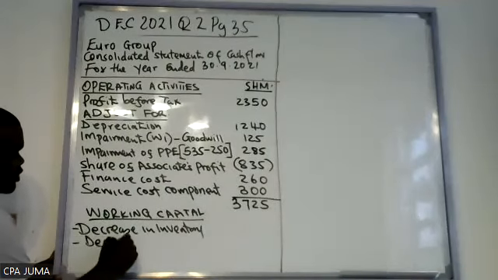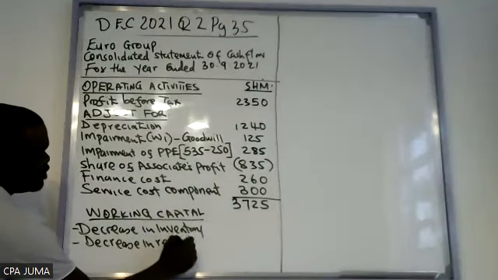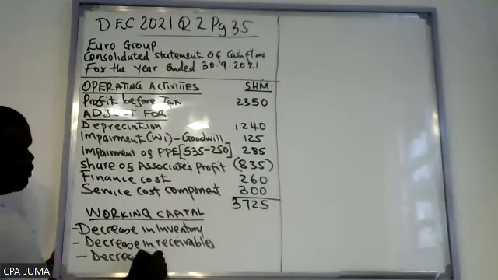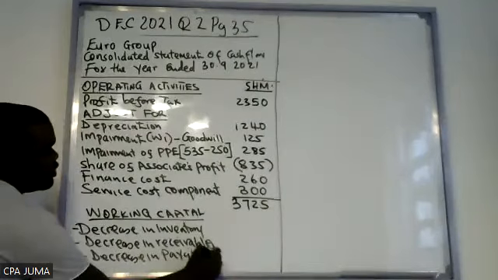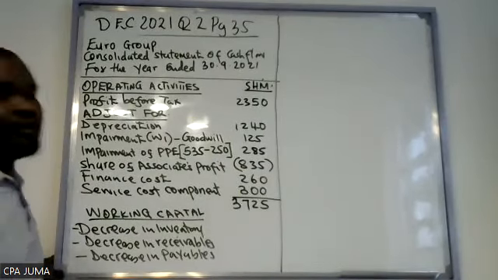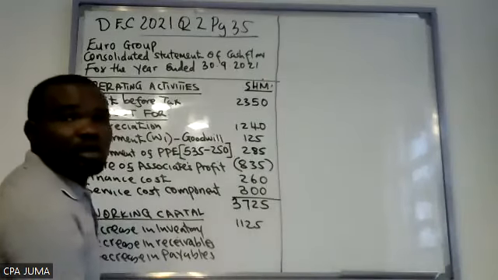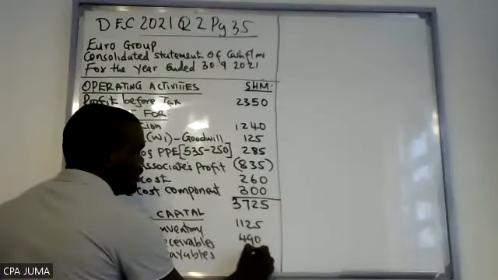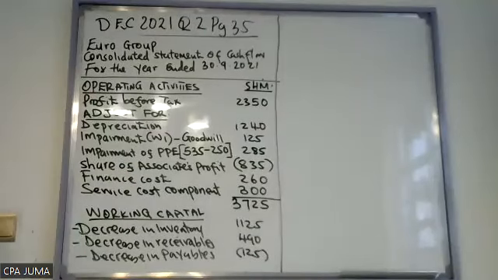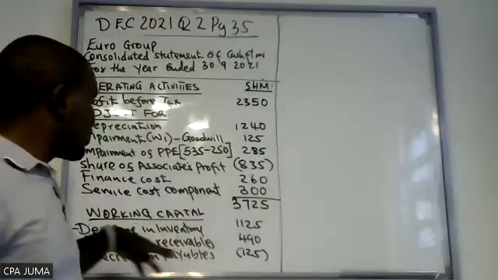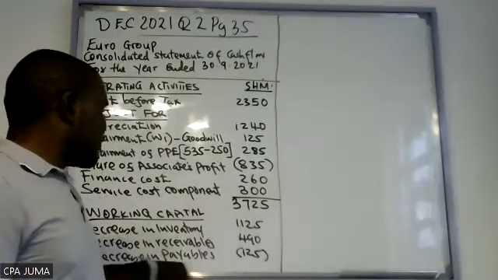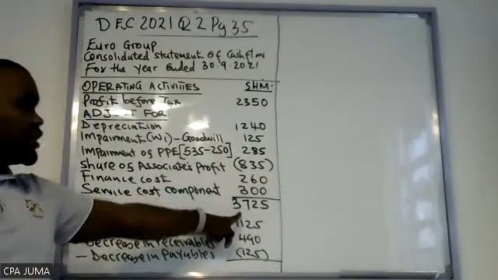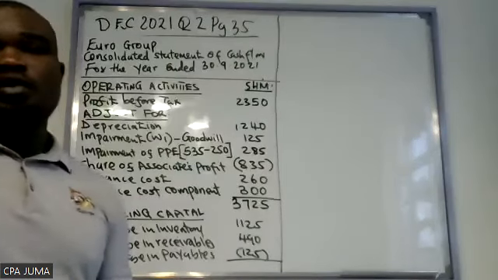Also, there was decrease in receivables. Also, there was decrease in payables. Yes, those three. So 11.25, 490, 125. The last one is the only one we subtract. Decrease in stock means you are selling, so you are getting cash. Decrease in receivable, cash. This one, decrease means we are paying suppliers. So nothing. So take 37, adjust.